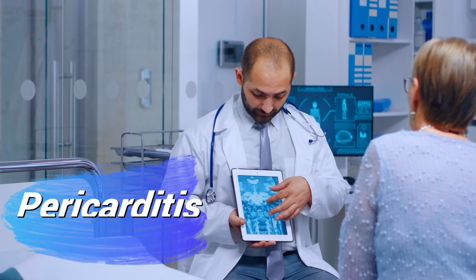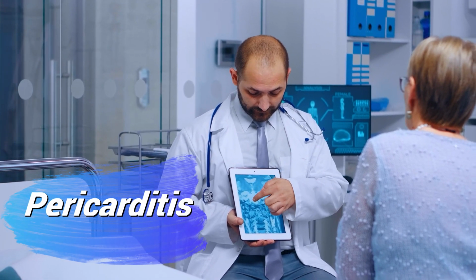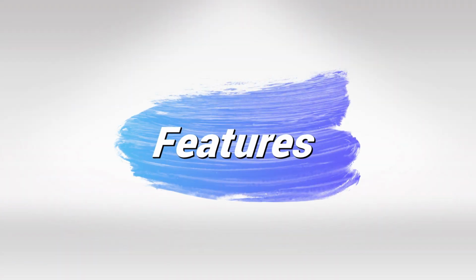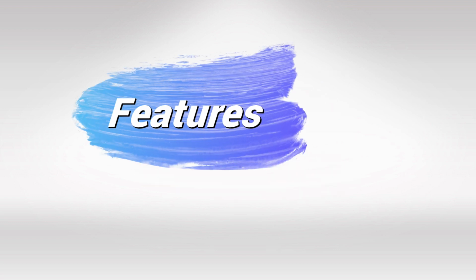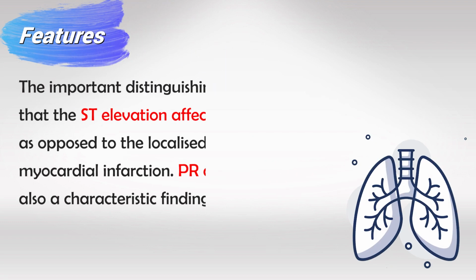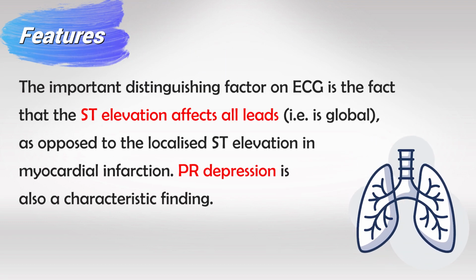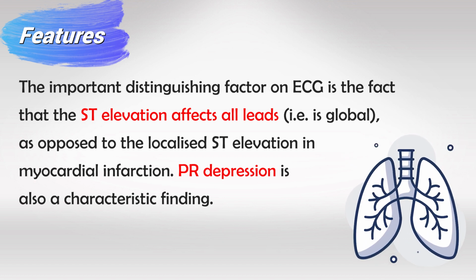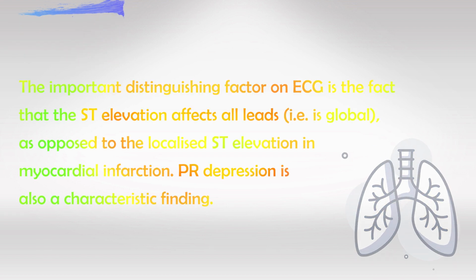Welcome back. In this video, we'll talk about the ECG findings in patients with pericarditis. Pericarditis is defined as the inflammation of the covering of the heart. To put it simply, the heart is covered with a thin layer, and this layer can be inflamed sometimes, and this is known as pericarditis. And this can be reflected in an ECG with some changes that we'll talk about in a second.